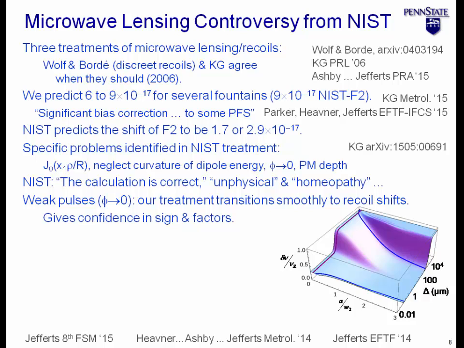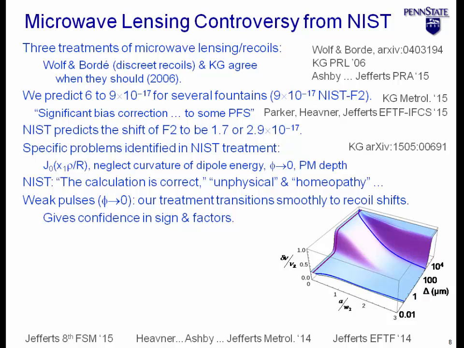In the limit of weak fields, our treatment connects smoothly to recoil shifts, which are, of course, well known in optical spectroscopy. And so here is the frequency shift as a function of the size of the apertures, scaled by the size of the cloud at the end of the fountain, or whatever experiment you're doing, and the size of the initial wave packet. For fountains, we have small wave packets and apertures that clip the cloud significantly. So you're down here, this is the microwave lensing regime.